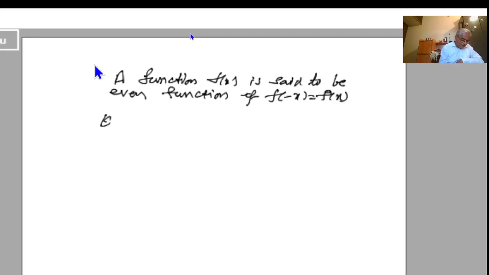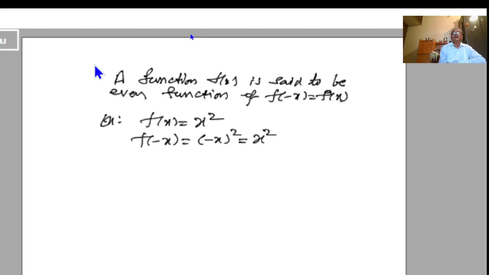For example, f of x is equal to say x square. Then what about f of minus x? Replacing x by minus x, we write here minus x square, but minus x square is the same as x square. This is nothing but f of x. So here we are getting f of minus x is equal to f of x. Therefore, the function f of x equal to x square is an even function.